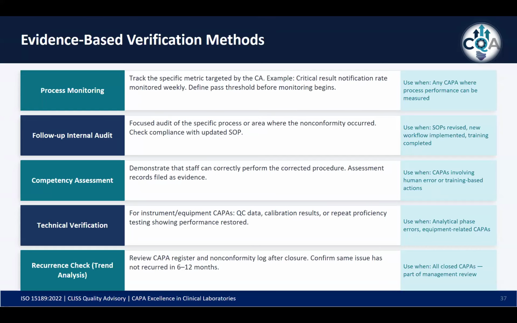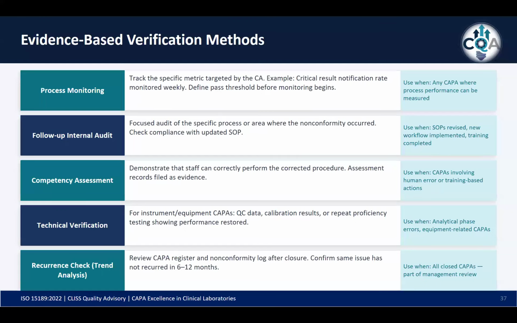So it is not enough to tell us that staff were trained and then you sign off a training register and then you say, okay, so that is now okay. You need to demonstrate competence beyond the training as evidence of effectiveness. And then technical verification for instruments or equipment CAPAs, you need to demonstrate through QC data that is reviewed over a given period of time, or repeat proficiency testing showing performance has been restored.